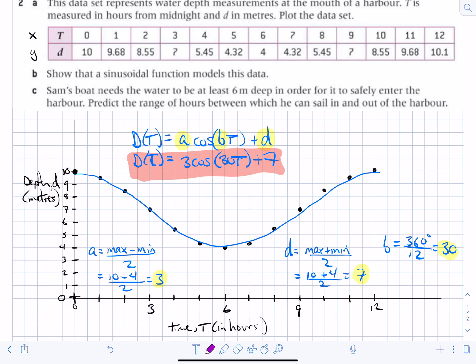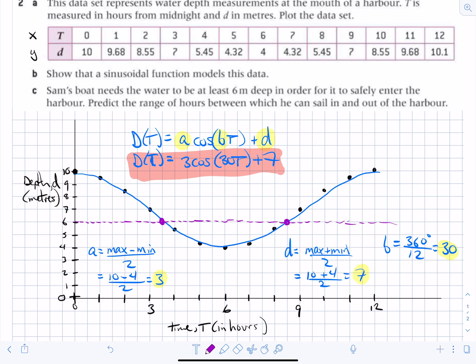So back to the problem. Sam's boat needs the water at least 6 meters deep. So I need to be at least this deep. Right? I've got to be at least this deep for me to be able to sail. So when can I sail? Well, this will be the cutoff time, here and here. Okay, so it just happens to fall very nicely. Otherwise, you can estimate it from your graph, or like I said, you can use your calculator.